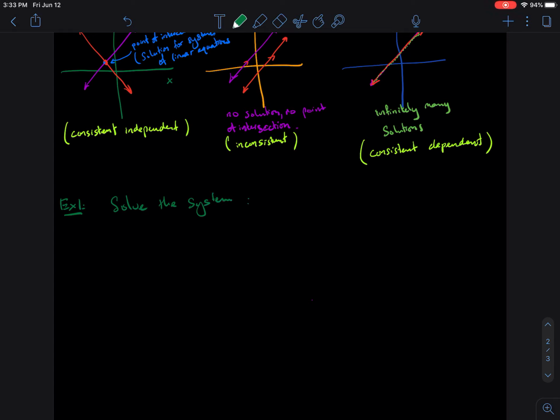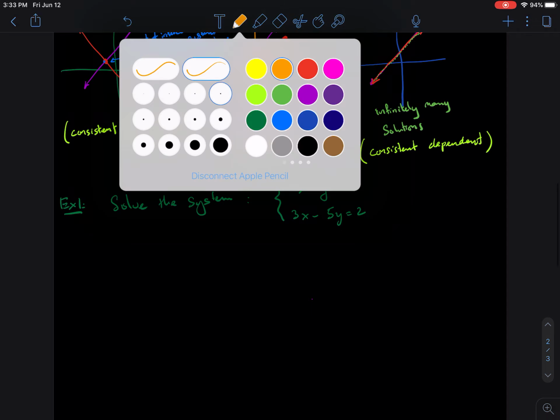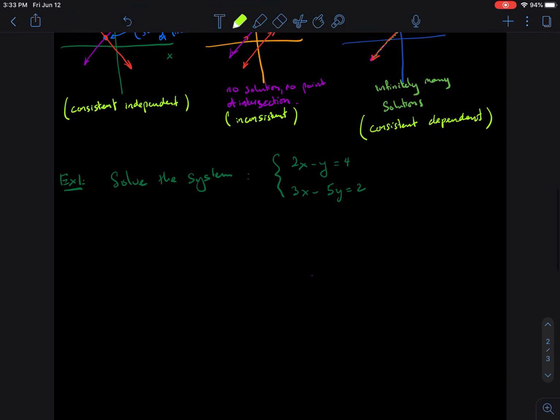Okay, and here is the system of equations. We have 2x minus y equal to 4, and then 3x minus 5y equal to 2. Okay. So let's discuss the first method of solving this algebraically, and that is to solve by using the substitution method.